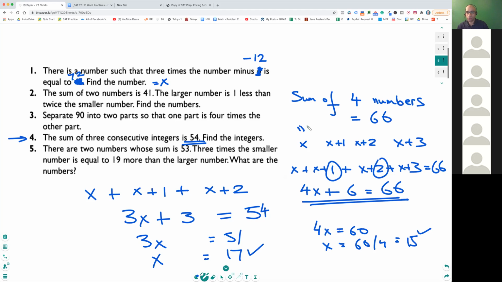And so the numbers are 15, which is x, then 15 plus 1, 16, and 17 and 18. You can see for yourself that the answer works out.